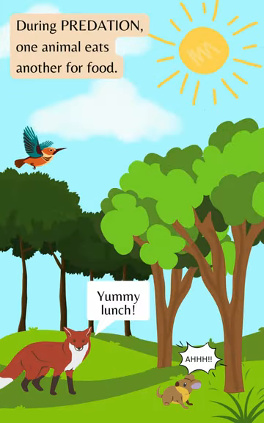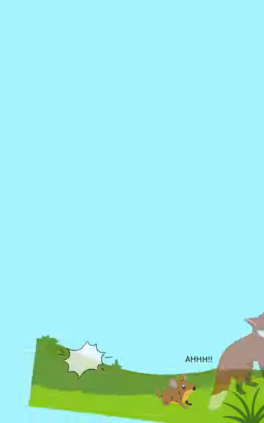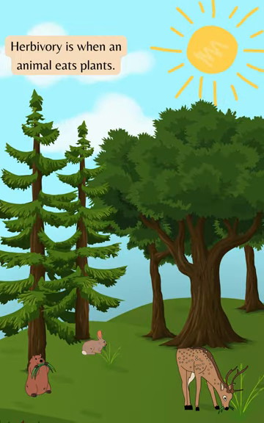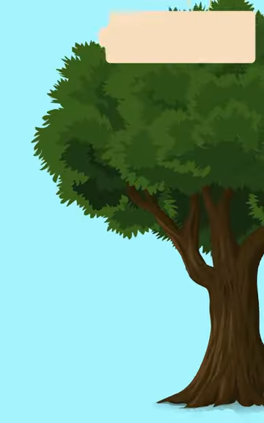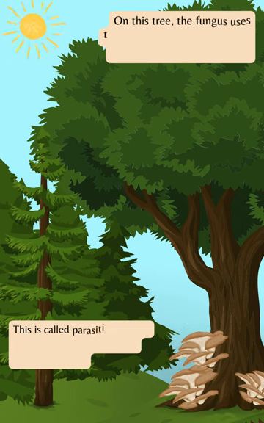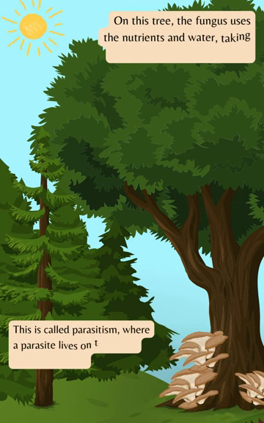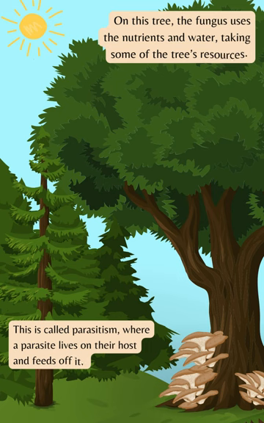During predation, one animal eats another for food. Yummy lunch! Herbivory is when an animal eats plants. These animals are eating the weeds and the grass in the forest. On this tree, the fungus uses the nutrients and water, taking some of the tree's resources. This is called parasitism, where a parasite lives on their host and feeds off of it.